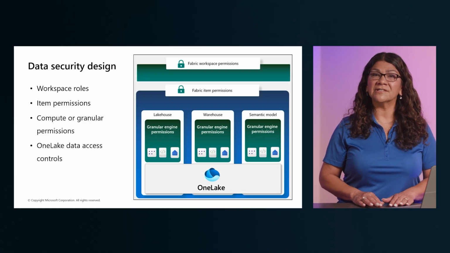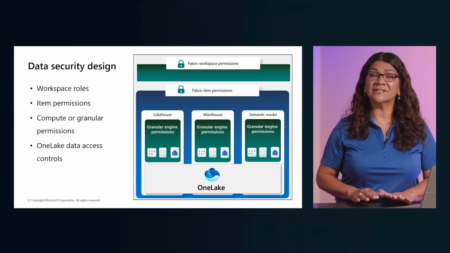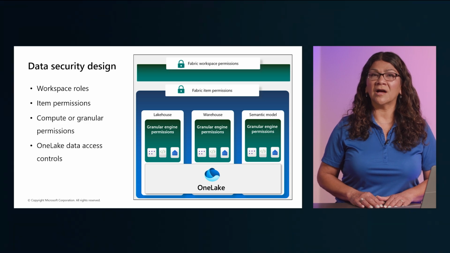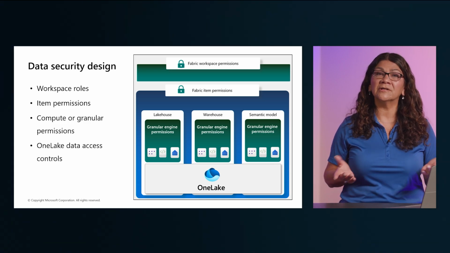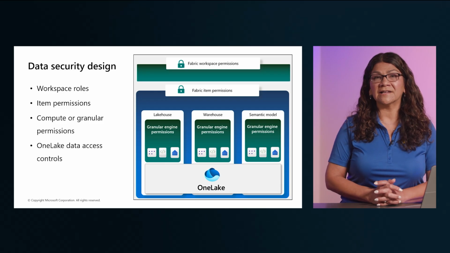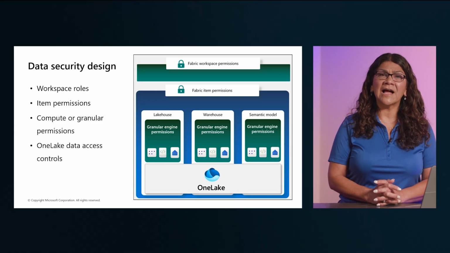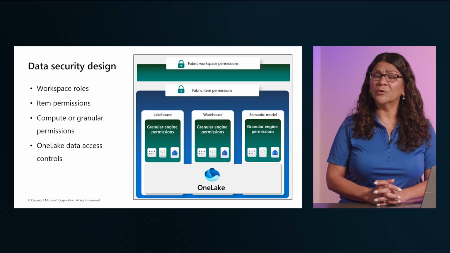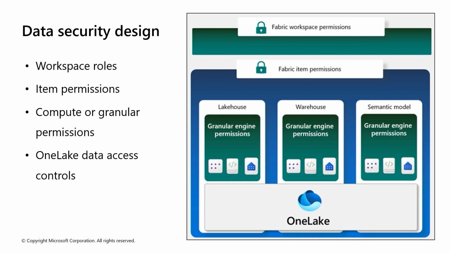The third Fabric security level, data security, has several building blocks that can be configured individually or together to align with different access requirements. The primary access controls in Fabric are Workspace roles, item permissions, compute or granular permissions, and OneLake data access controls. It's helpful to envision these building blocks in a hierarchy to understand how the access controls can be applied individually or together. Please see the image on the right.